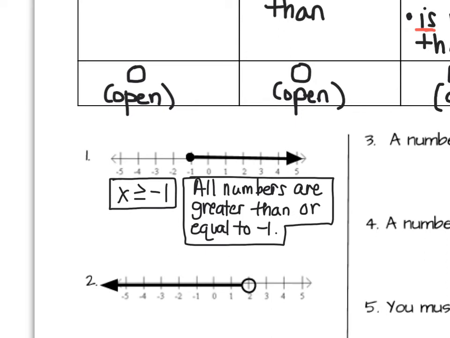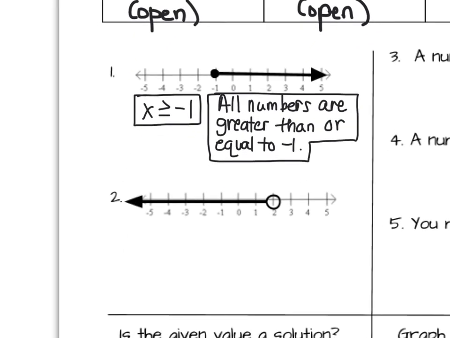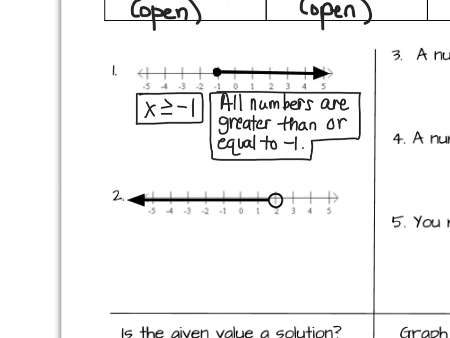Okay, and then I want you to write this sentence: all numbers are greater than or equal to -1. And pause the video so you can copy it down, and when you're ready to continue, press play. Please pause now.